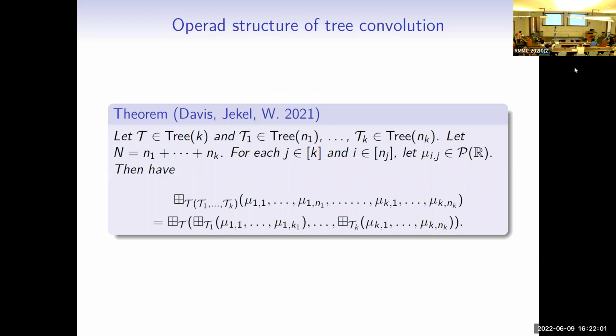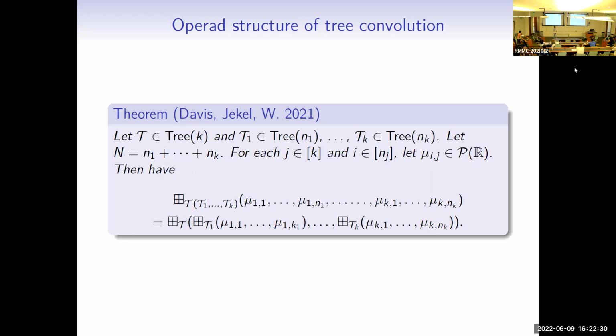Also, as I mentioned before, this tree convolution has an operator structure, which is defined in this way. If you have the convolution for this composition of the tree, it can be deduced this way. You can first consider the convolution for T1, T2, and Tk, and then do the convolution for T. That's the operator structure for this tree convolution.